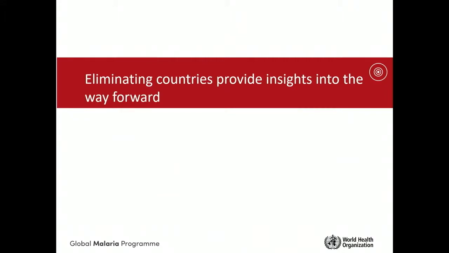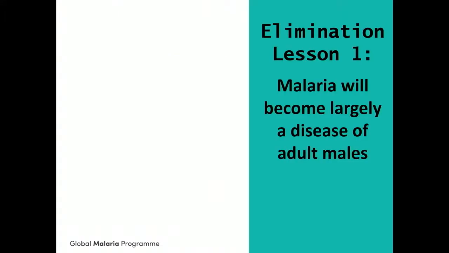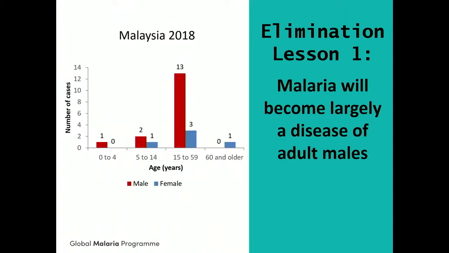So I'm just going to share 3 lessons that have been learned from working with eliminating countries over the last few years. So elimination lesson number 1. Malaria will become largely a disease of adult males in the future. We know that already from Southeast Asia, where it's been known for a long time that most of malaria is occurring in adult males, most of whom are working in forested regions, either in swidden agriculture, forestry, or other kinds of activities in the forest.